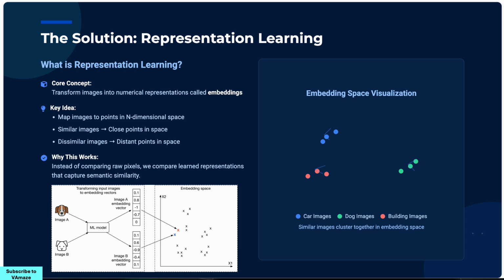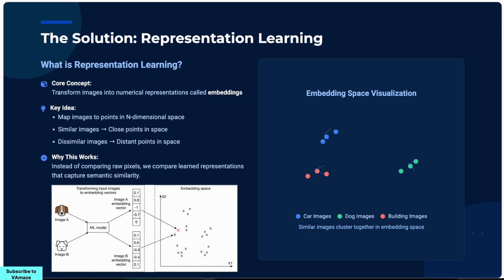The magic happens because of how we train this model. Similar images are mapped to points that are close together in this space, while dissimilar images end up far apart. So finding similar images becomes a geometric problem. We just need to find the nearest neighbors to our query point in this space.